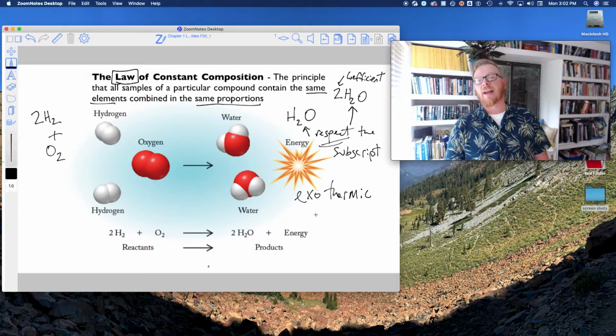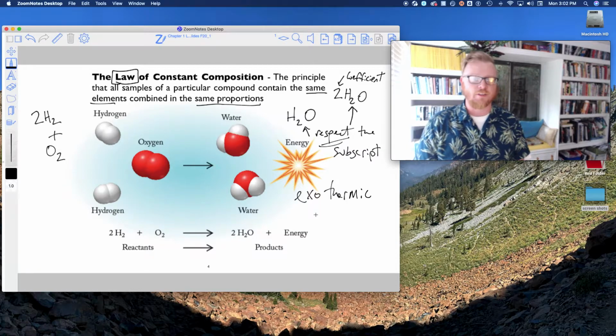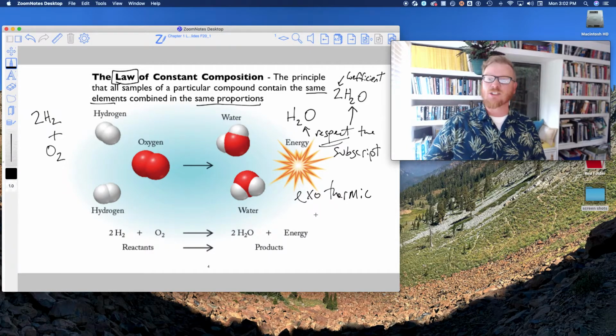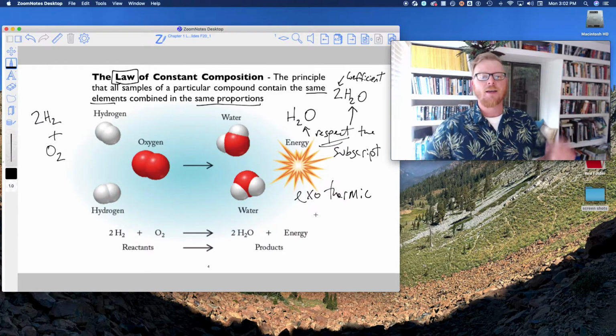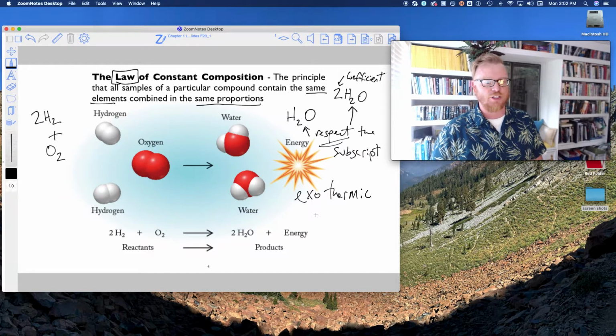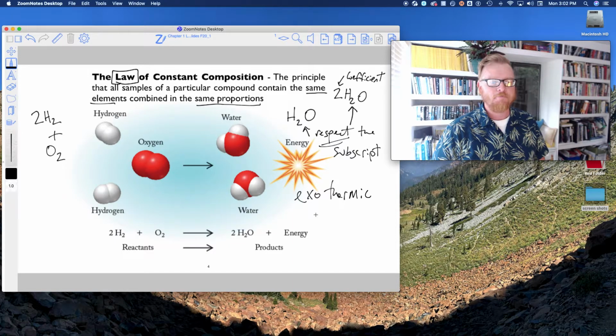We're going to talk about exothermic and endothermic reactions later on in the semester. But what exothermic means is that energy is leaving. So there's an explosion when you combine hydrogen and oxygen. And hopefully I'll be able to grab myself some hydrogen and oxygen and blow it up somewhere for you and take a video of that.